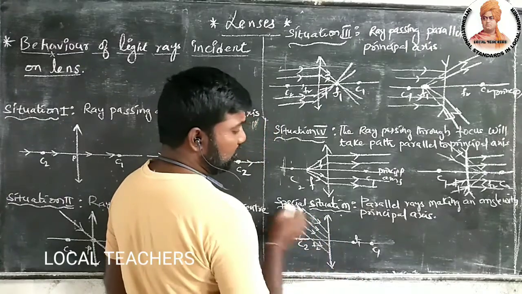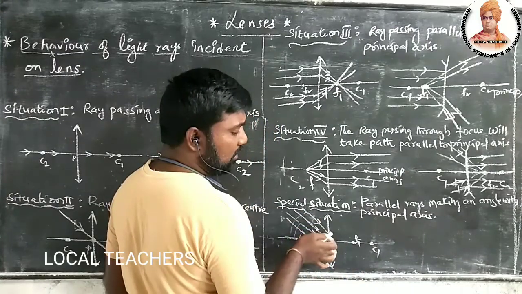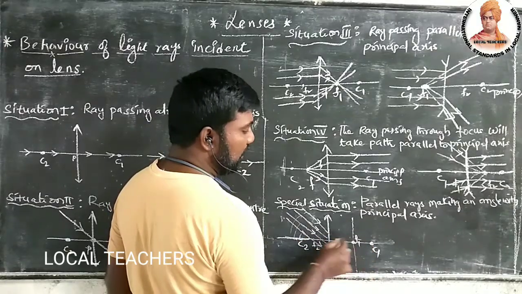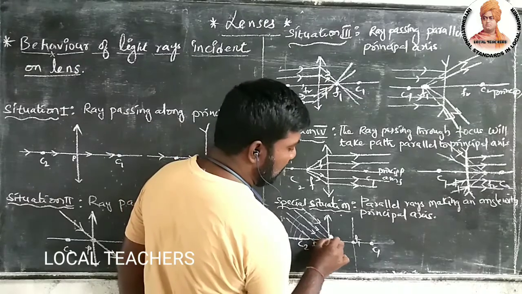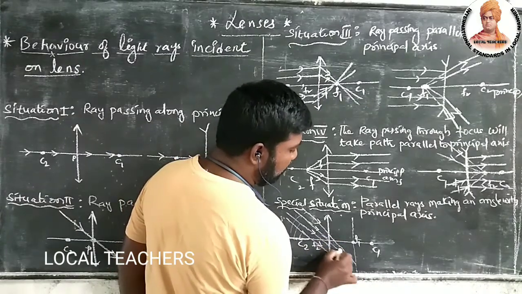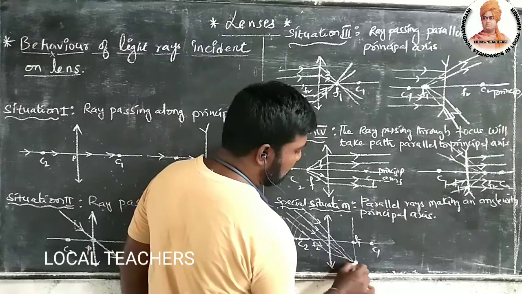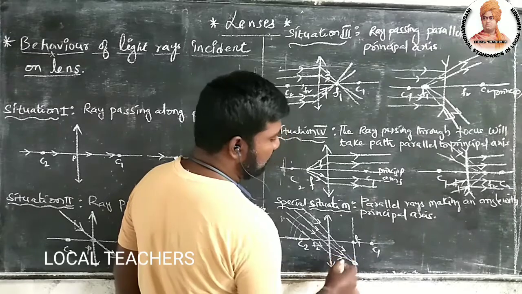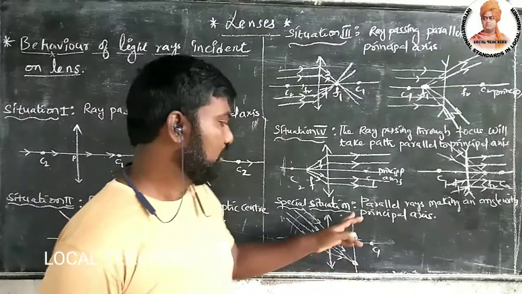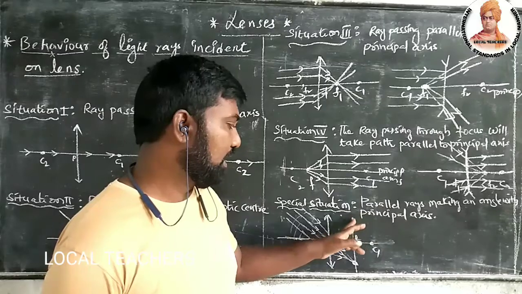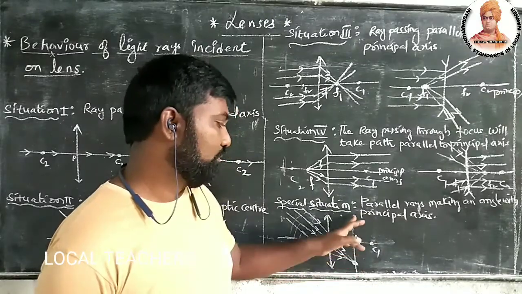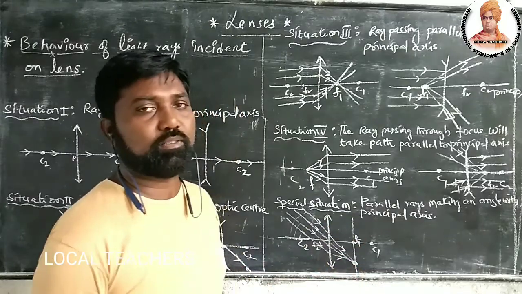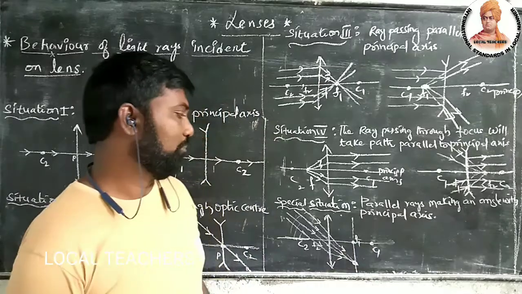What happens here? The rays which fall on the convex lens converge at a point in the focal plane. All are converged at a point which is in the focal plane. The focal plane is nothing but this: if a vertical line is drawn like this, the converged point is on this vertical line only. That is called the focal plane.